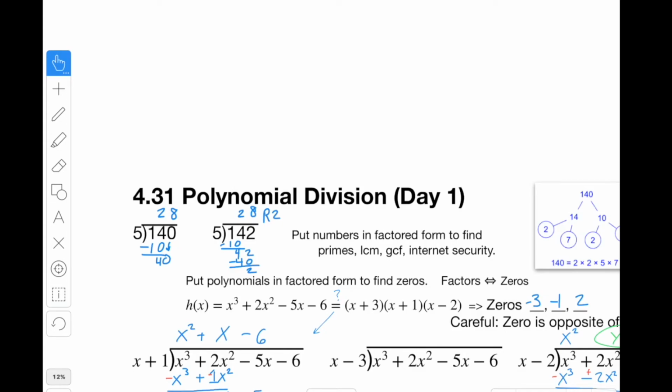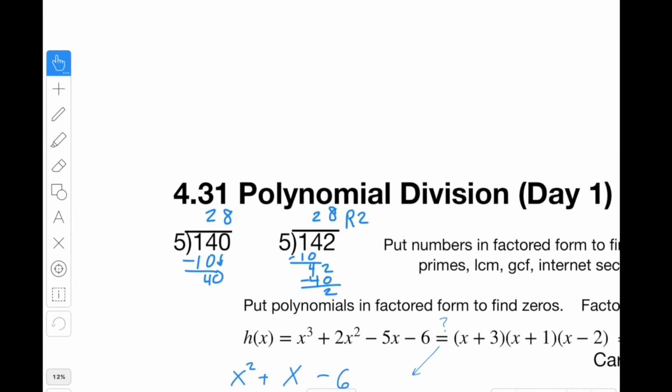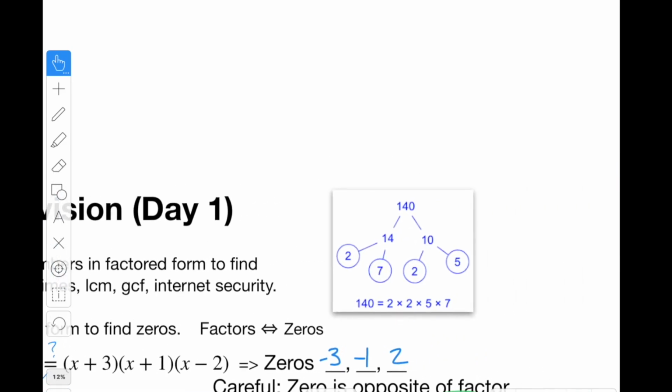This is section 4.3, day 1 of polynomial division. And division is actually super important. And factoring things is incredibly important.